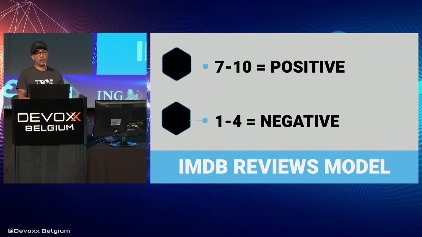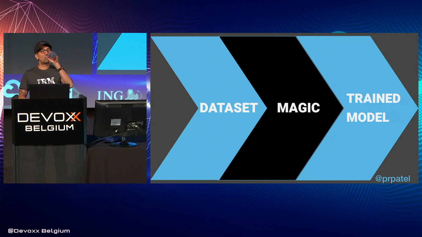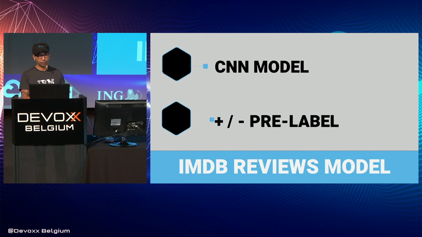The basic idea behind this is when they trained the IMDB reviews model, a 7 to 10 is positive and a 1 to 4 is negative, and then something in the middle is, you know, whatever, right? Neutral. And again, the way we use this is we have a dataset, magic, we get the trained model, and that's what we import into the browser. Right?